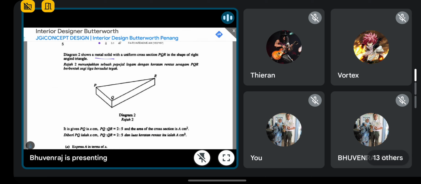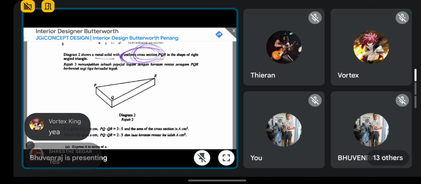So they say a metal solid with uniform cross-section PQR. Okay, guys. I want you all to know this. Anyone struggle to understand this term, cross-section? Keratan rentas. Anyone don't understand this term? Because this one is commonly used also. Especially bila buat bab pelan dan dongakan. When you do plan and elevation chapter in maths, they always love to use this word, cross-section. You all understand, yes or no? Help me try to comment so that I know. Understand, okay, I trust you all.